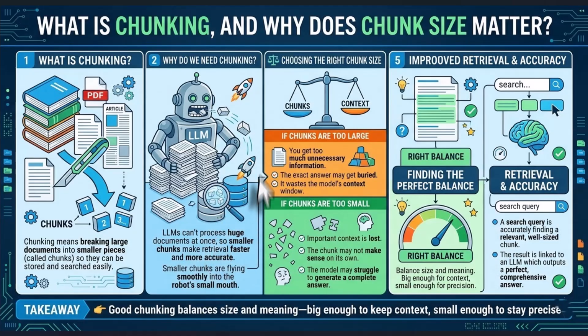Okay, and choosing the right chunk size really matters. That means if chunks are too large, then you get too much unnecessary information and the exact answer may get buried, right? Also, it wastes the model's context window, and if chunks are too small, then the important context is lost. Okay, that means good chunking balances size and meaning, and the chunk should be big enough to keep context and also small enough to stay precise.